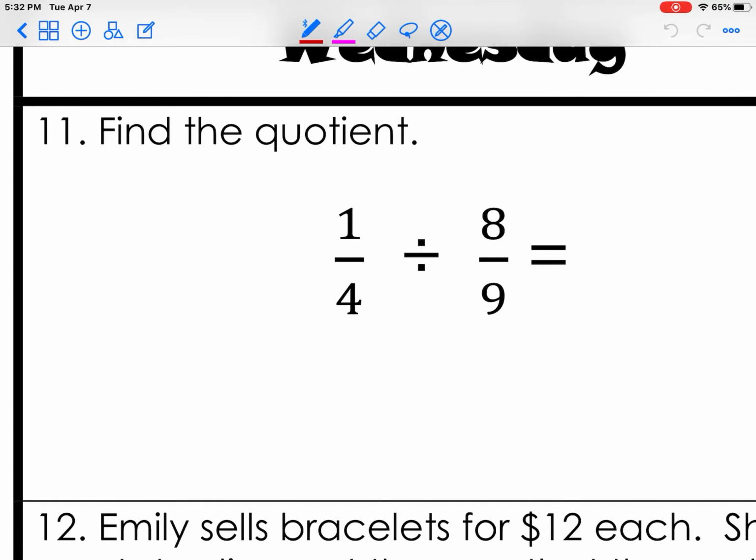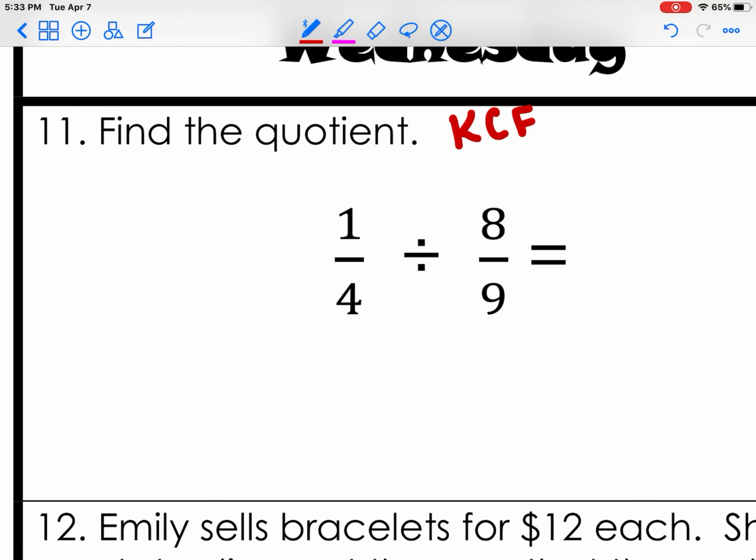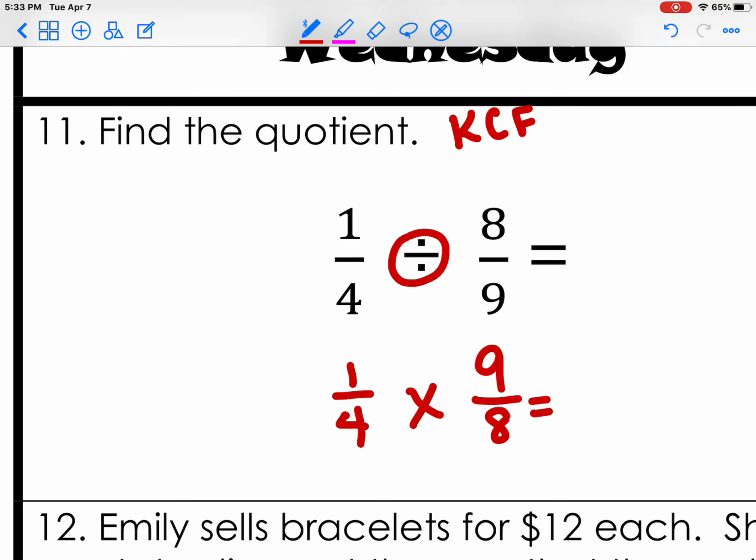We learned a long time ago that in order to divide with a fraction, you could multiply by its reciprocal. We learned a little rule in my class to help us remember that: KCF, kind of like Kentucky chicken fried. Keep, change, flip. So you keep the first fraction, 1/4. You change from division to multiplication, and then you flip that second fraction upside down. Basically, you're multiplying by the reciprocal.